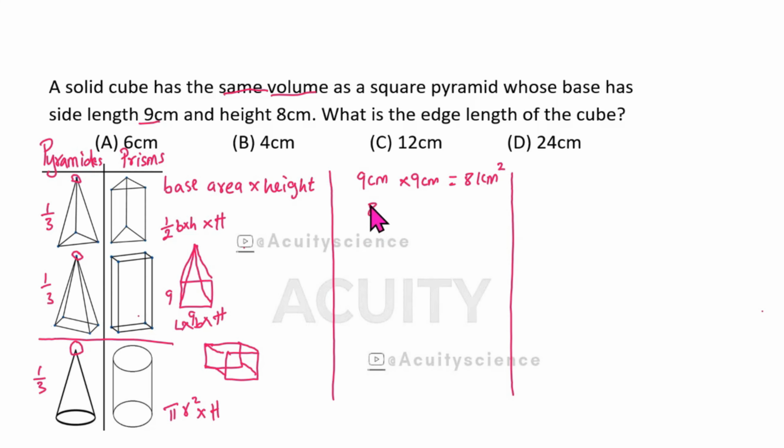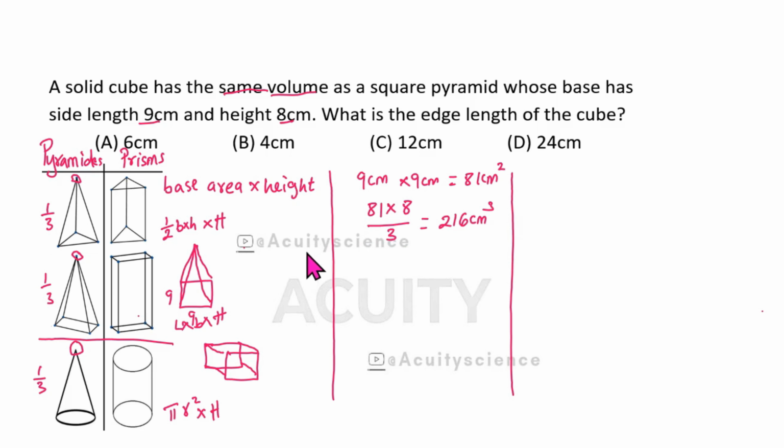So 81 times the height, which is 8. And then we'll divide by 3. Good. After doing that, we'll get 216. This time around cm cube, because this has a cm cube and this has a cm squared and this has cm, so cm cube. Now we have the volume of the pyramid.